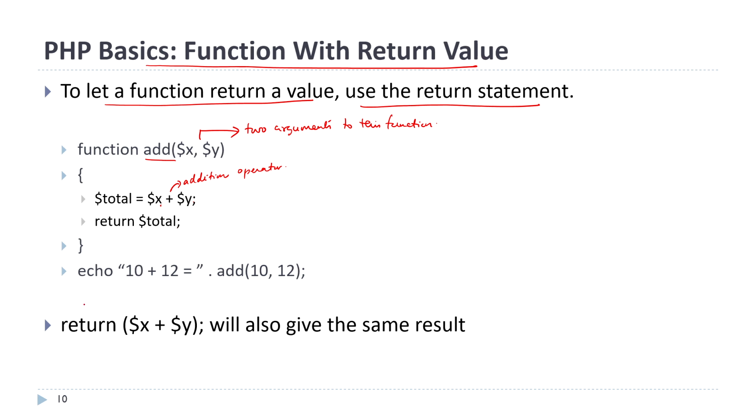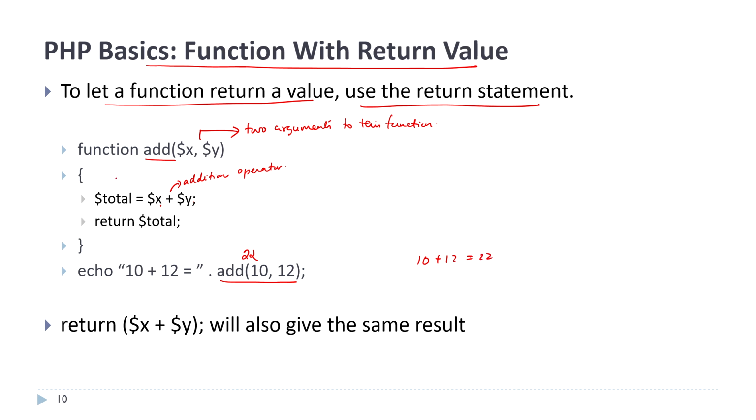Return means the function will send this value back to wherever it is called. So, if you say echo 10 plus 12 is equal to, and then use the string concatenation operator to add the call to the function with 10 and 12, the total gets returned here. This function will return the value 22. So it will show 10 plus 12 equal to 22.